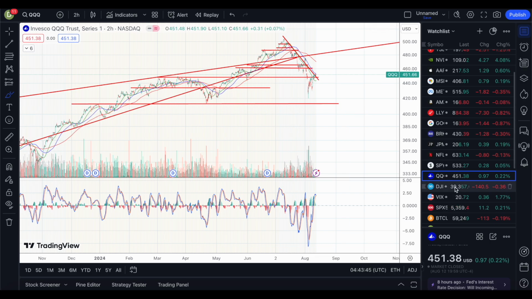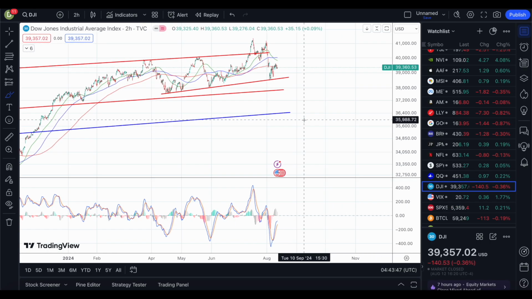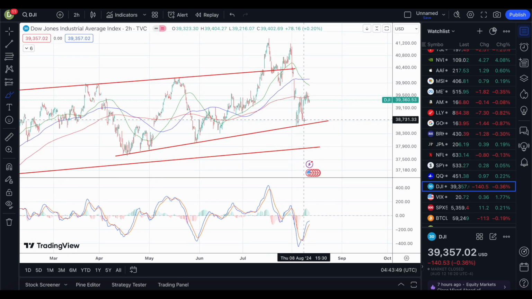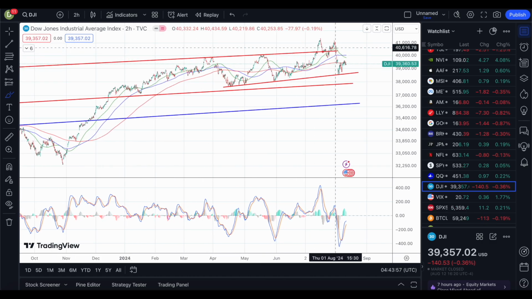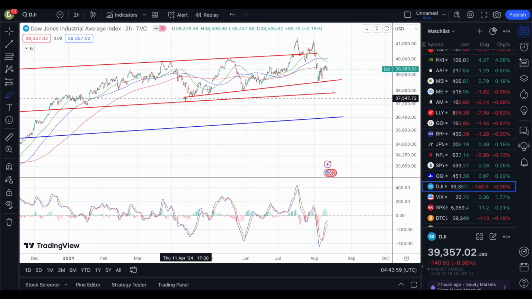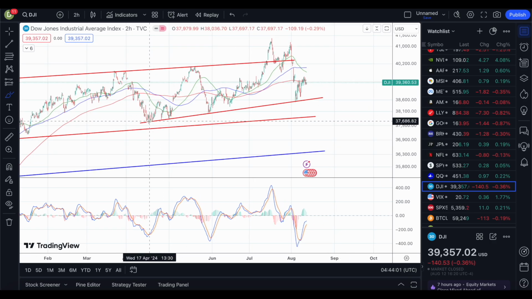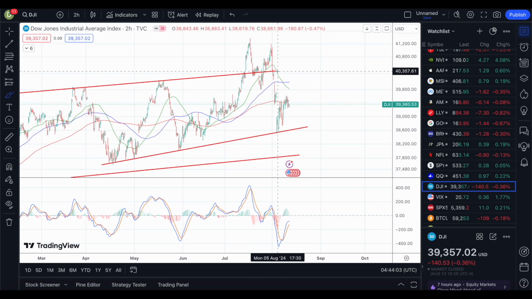Now for the Dow Jones, again, same movement overall expected, but for the most part, mind you, we closed at $39,357. And the levels that we're looking at, this was an upward trend resistance line dating back since 2021. This is an upward trend support level dating back since April of 2024. I do not think we're going to see this upward trend resistance level right now for the time being.